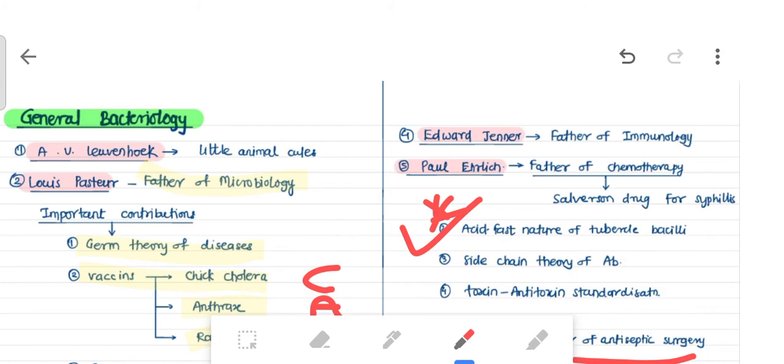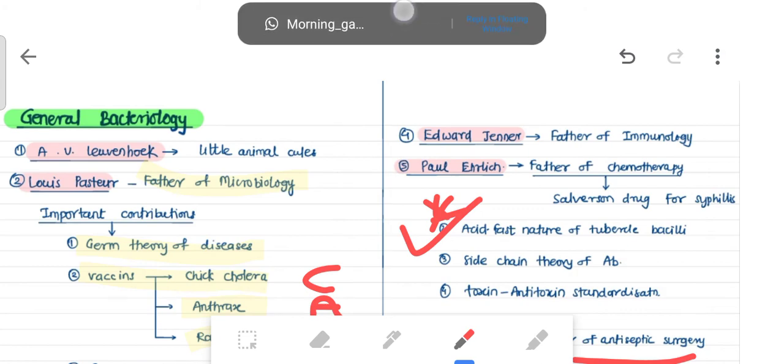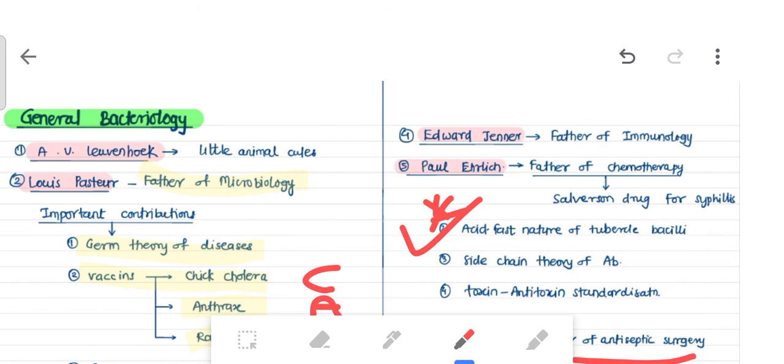Then Robert Koch identified solid culture media. He isolated organisms like cholera, anthrax and the TB bacilli. Then the hanging drop method. Here we missed the hanging drop method, which is also identified by Robert Koch. The hanging drop method is used to appreciate the motility of the organism. Then the staining method is also by Robert Koch, and the Koch postulate is very important.